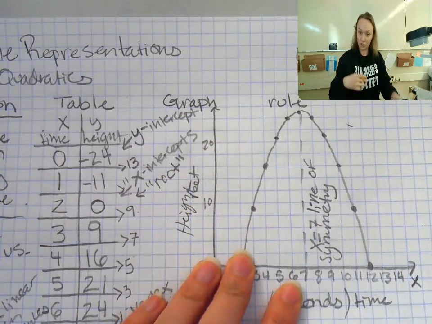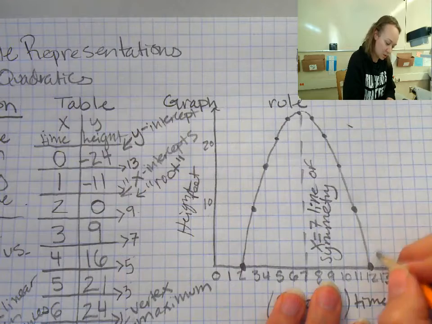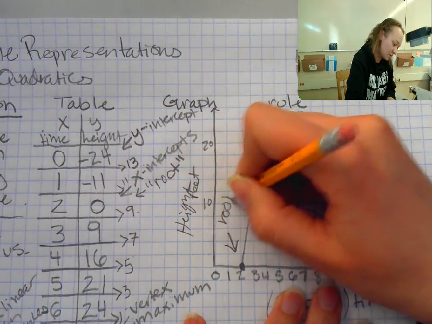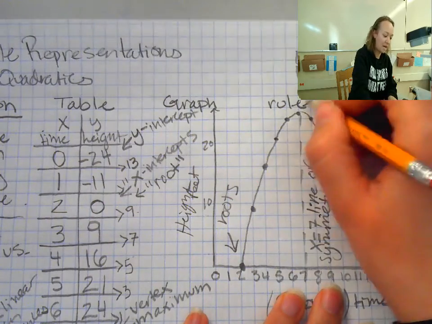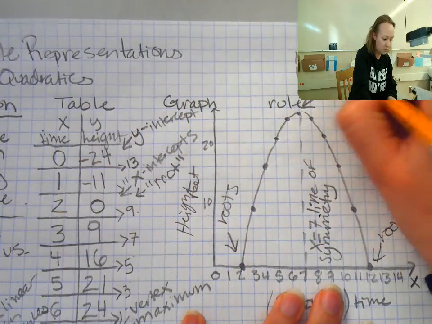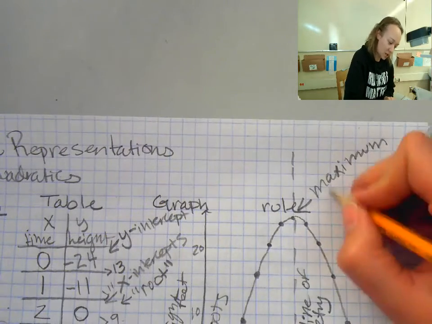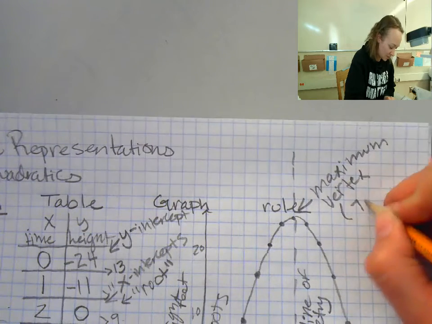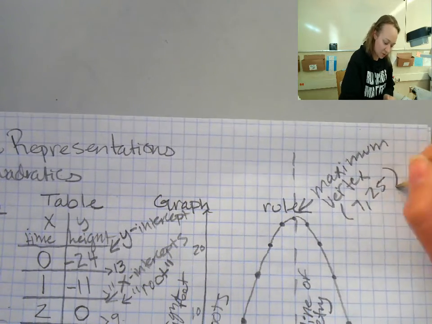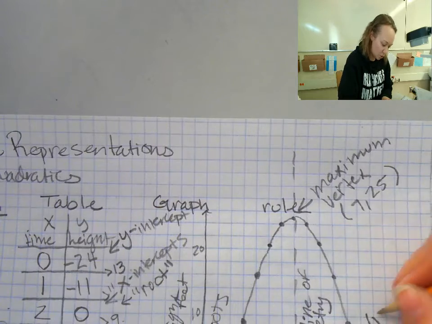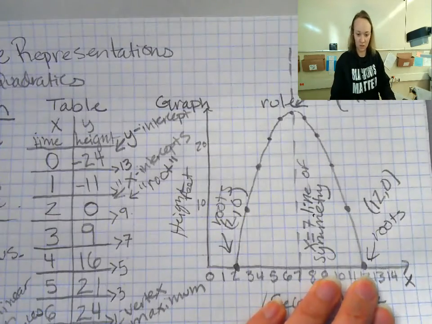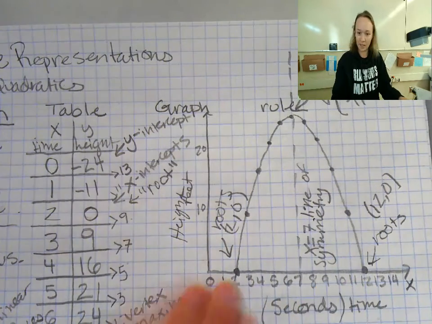And we're going to remind ourselves that looking at the graph, the roots are here and here, and the maximum height of the rocket, as well as the maximum point on the graph, as well as the vertex, was at 7, 25. My roots were at 12, 0, and 2, 0. And I don't have my y-intercept on here, but I identified it in the table.